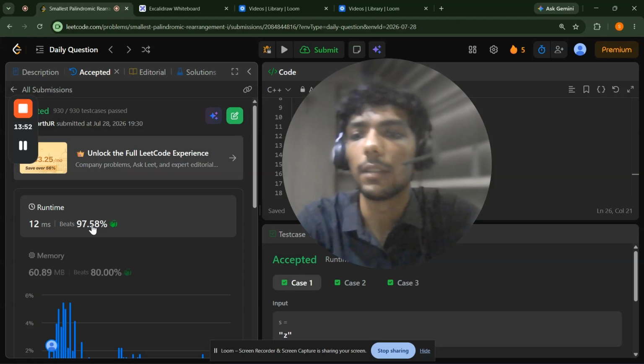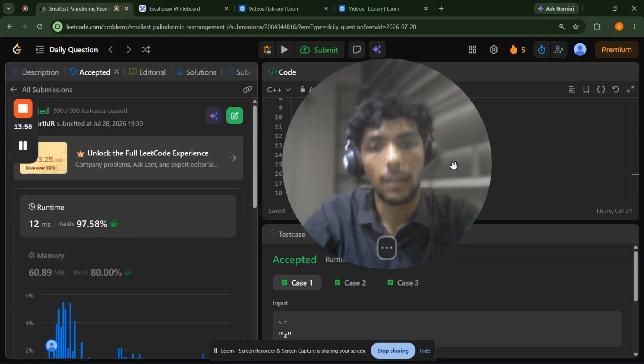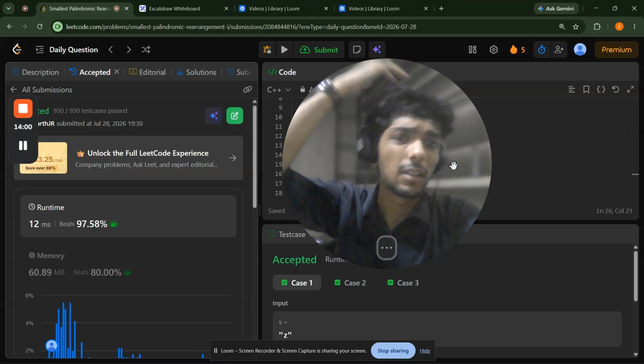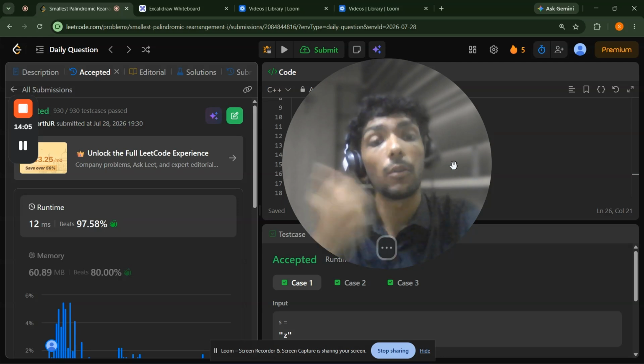Now you can see the time complexity. It is the best. We have done this in O of N time, and we have used zero extra space, or you can say O of 1 only because we have used 26 extra space. You can consider 26 extra variables.